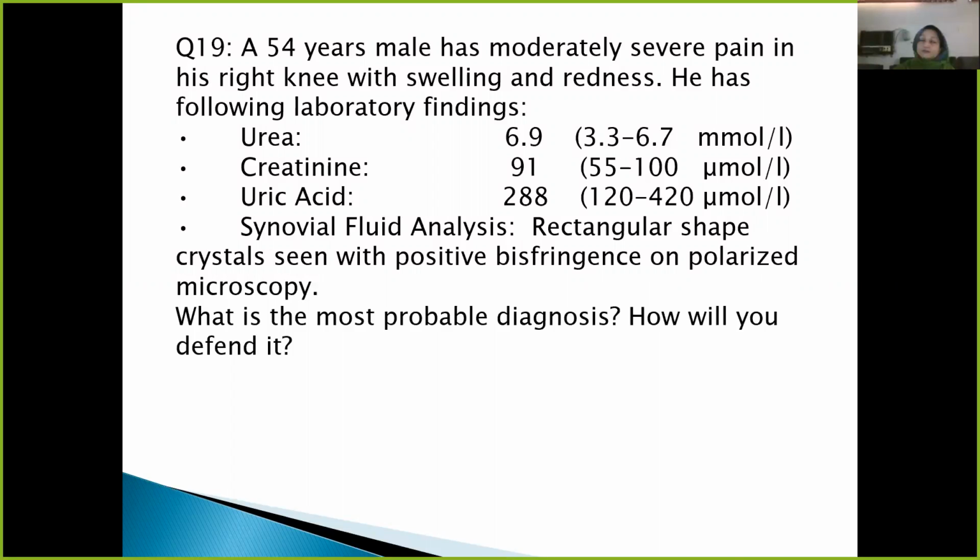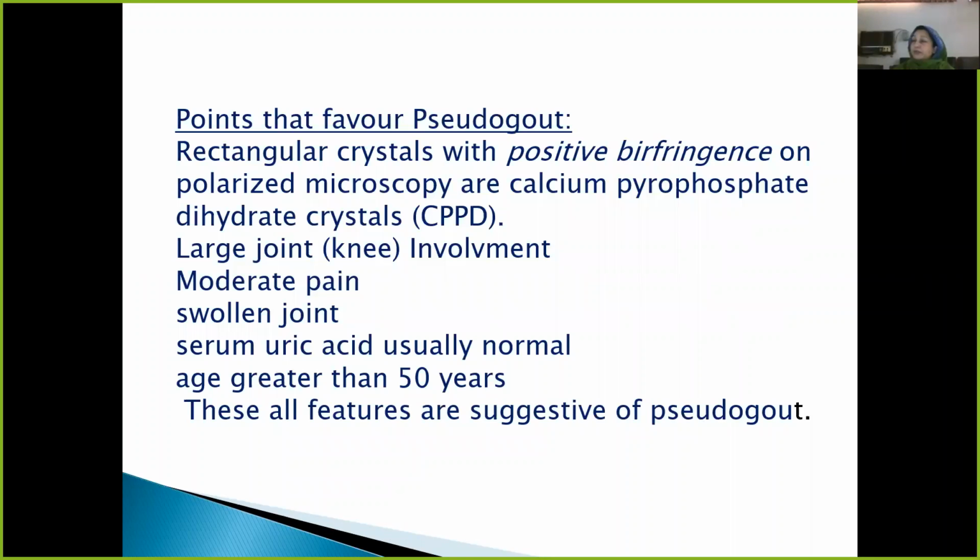Pseudo gout, majority का pseudo gout. Points that favor pseudo gout: rectangular crystals with positive birefringence on polarized microscopy, calcium pyrophosphate dihydrate crystals, large knee joint involvement, moderate pain, swollen joint, serum uric acid usually normal, and age greater than 50 years. All these features are suggestive of pseudo gout.